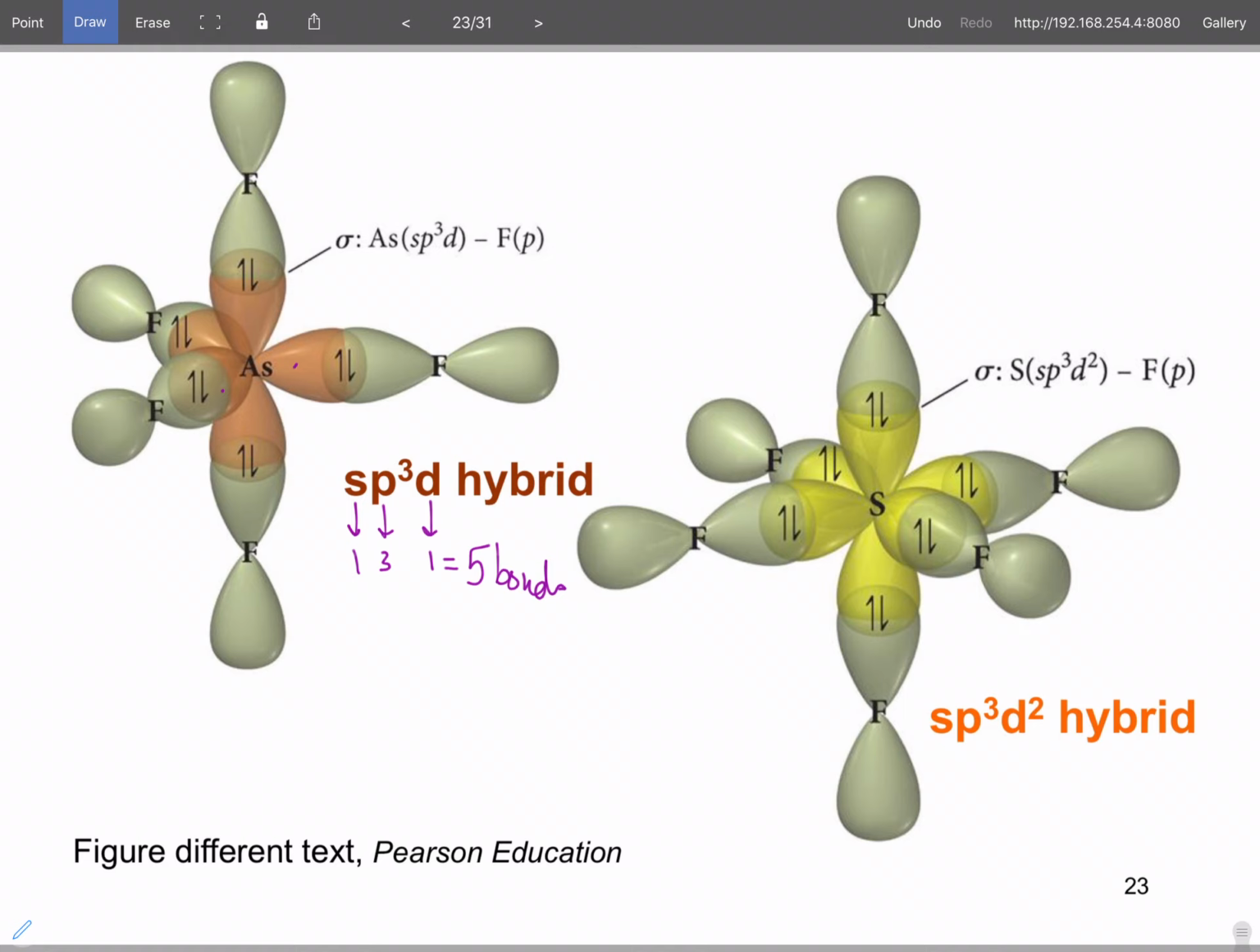So this is the sp3d2. This is 1s, 3 p's, 2 d's. That means we have 6 identical bonds here. So if you're exceeding the octet, you involve the d's. You don't go beyond that, and you don't hybridize the d's until you've hybridized as many p's as you need.